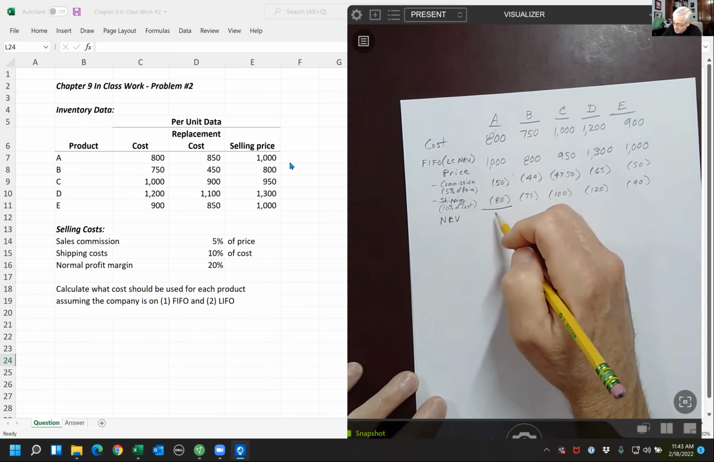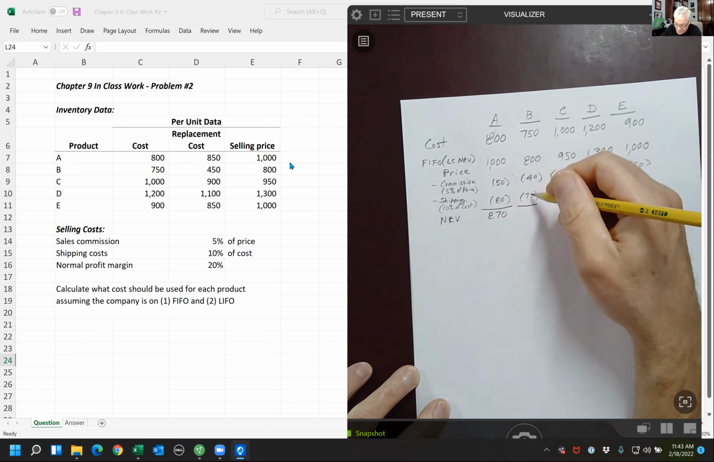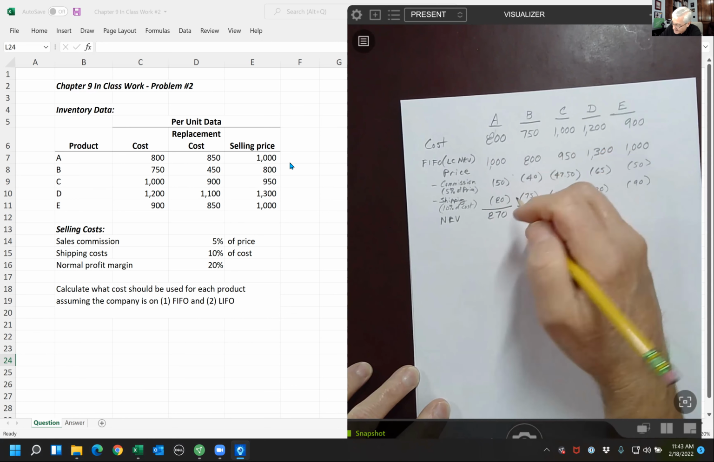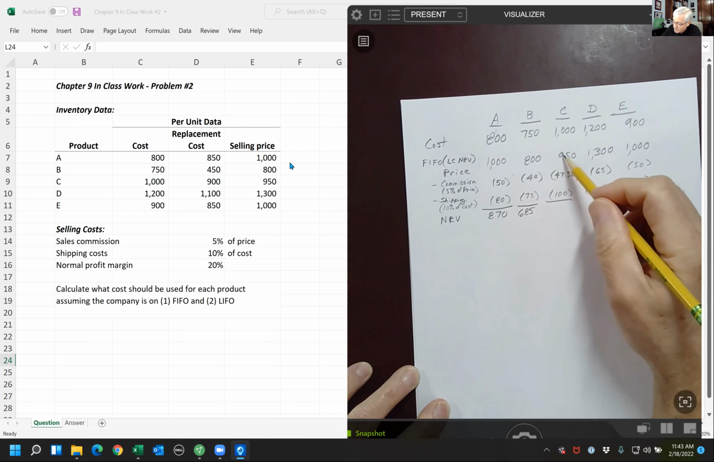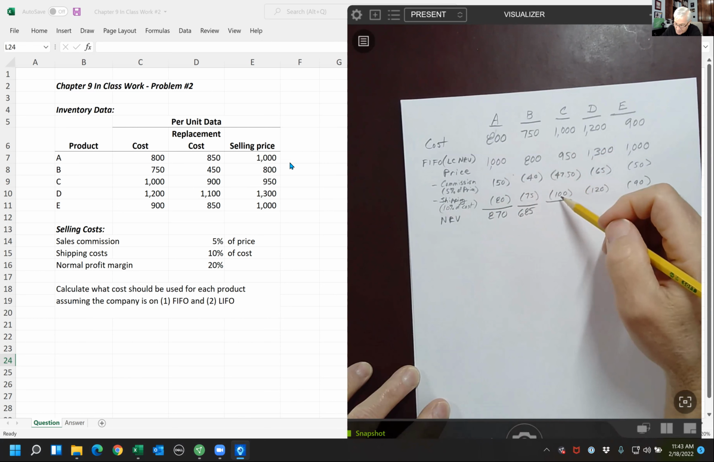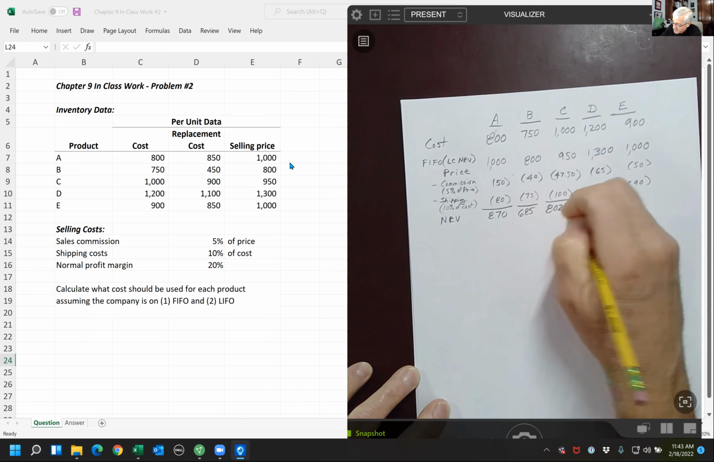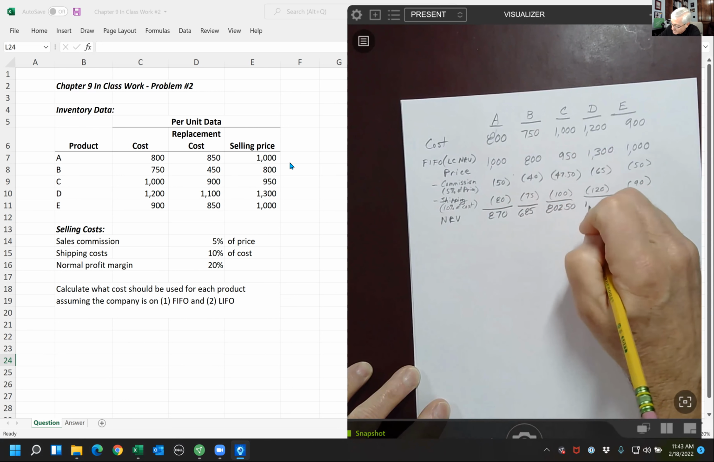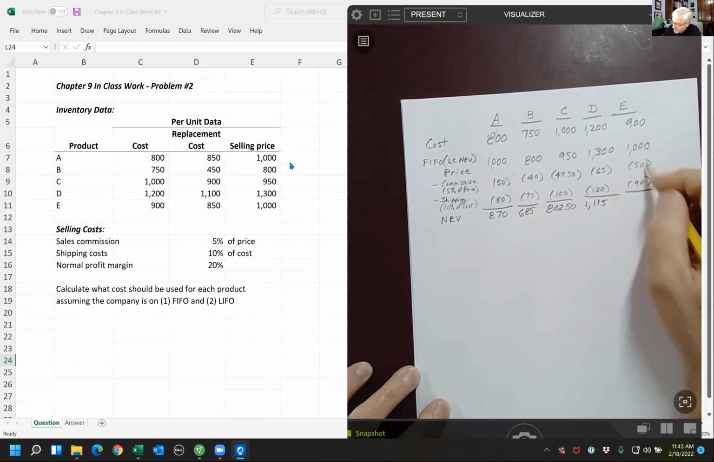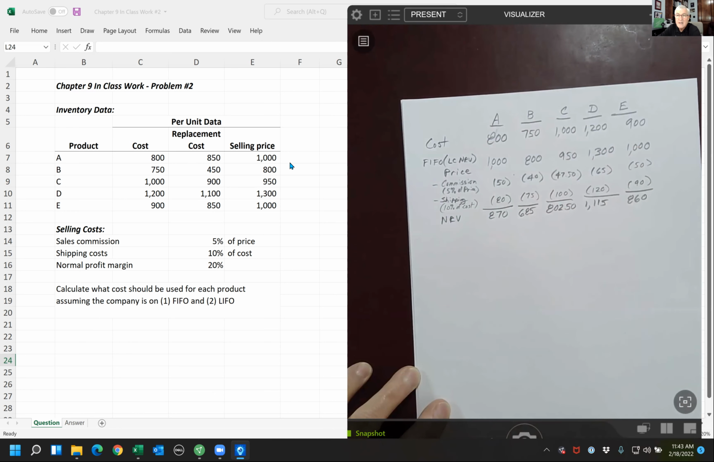1,000 minus 130, 870. 800 minus 115, 685. 950 minus 147.50, 802.50. 1,300 minus 185, 1,115, and 1,000 minus 140, 860.